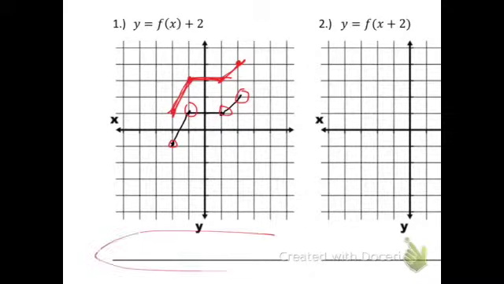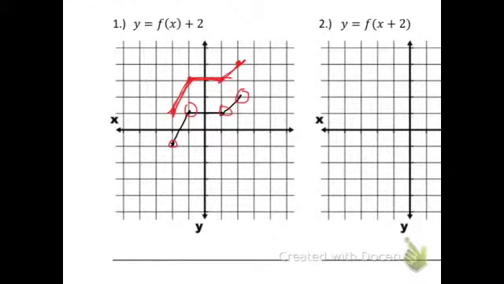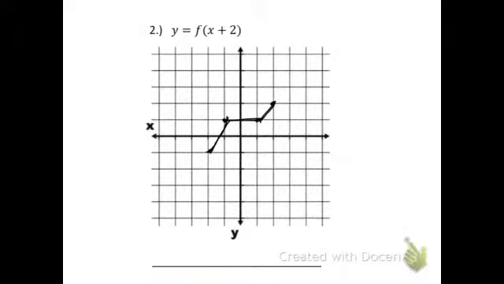And this line here, you're supposed to be writing down stating what the transformation or transformations are. This is a vertical shift of plus 2.